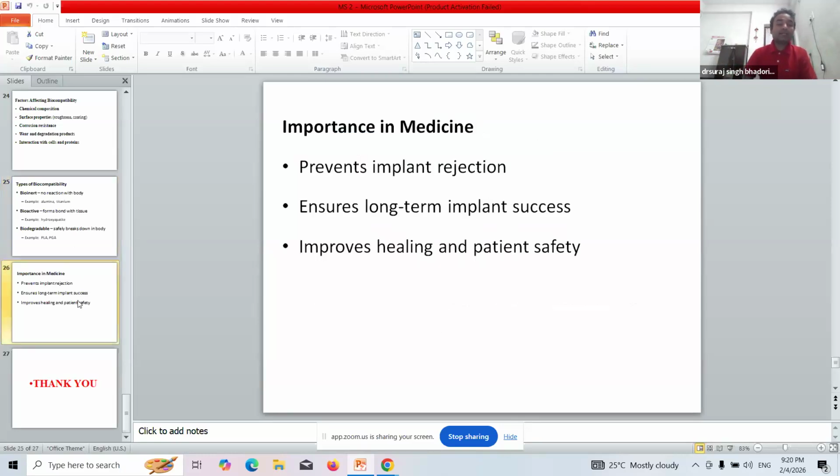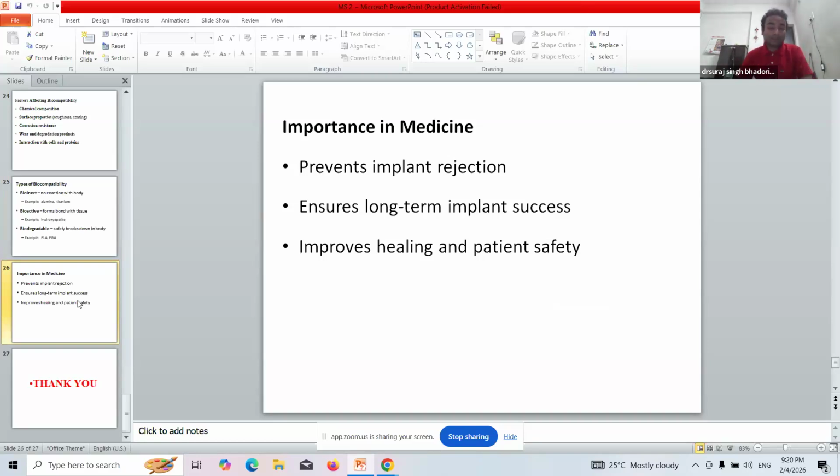The next one is the importance in medicine. Generally it is used to prevent implant rejection. It is used for long term implant success. It is very useful for improving healing and for patient safety. So this is the basic aspect in the field of medicine. That's why material science and biocompatibility always play a major role in the medical fraternity.